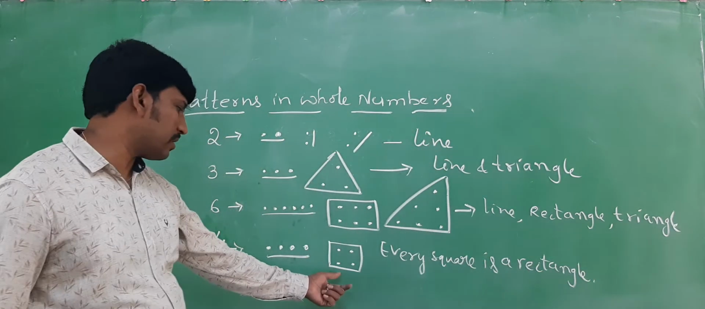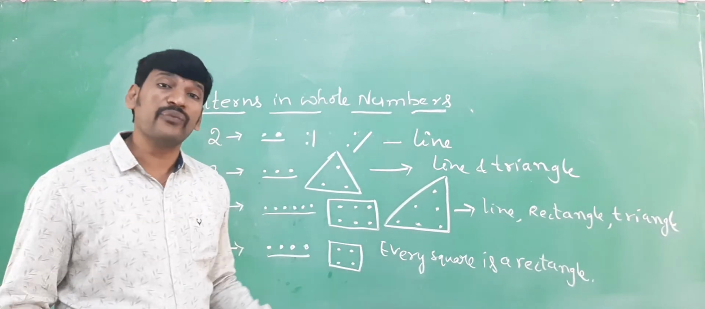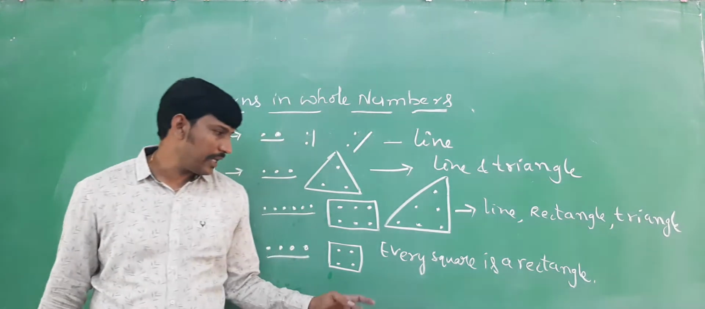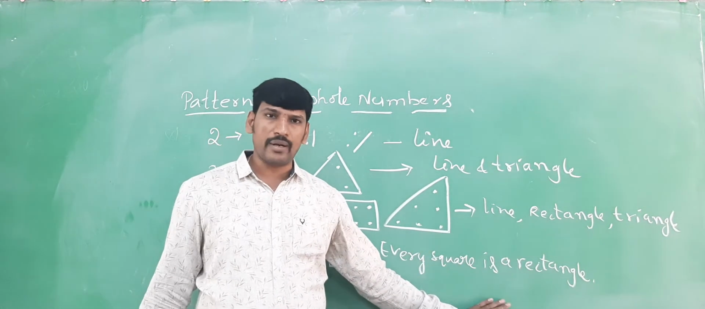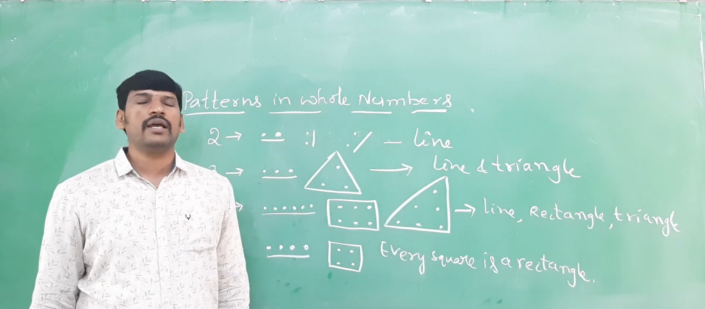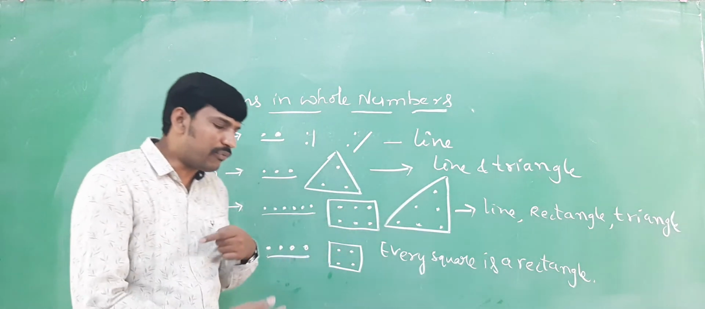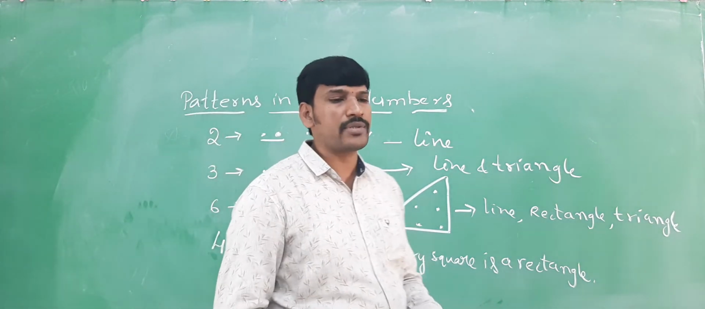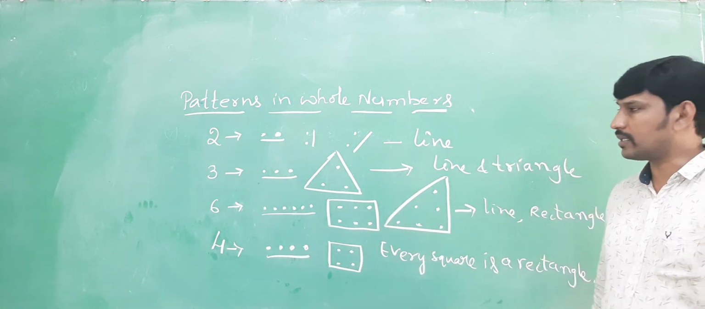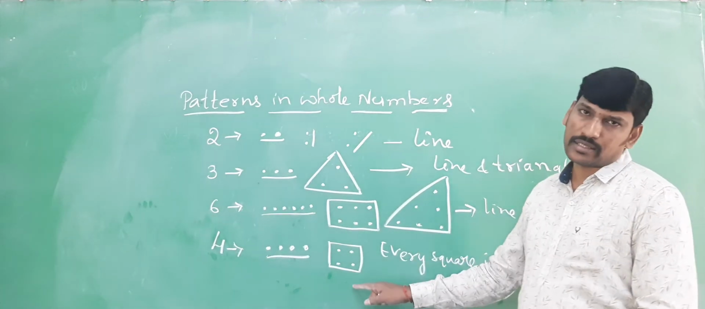Keep it in mind. If there is a square, you can call it a rectangle also. But every rectangle need not be a square. But a square is a rectangle, but a rectangle need not be a square. Keep it in mind. So these are the patterns. We form geometrical shapes by using the whole numbers: a line, a rectangle, a triangle, and a square.